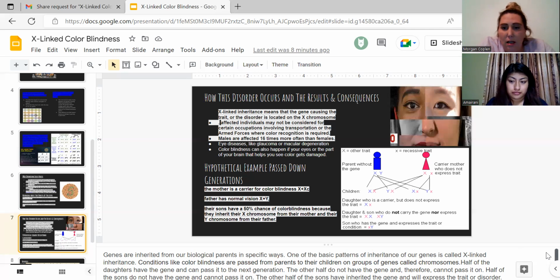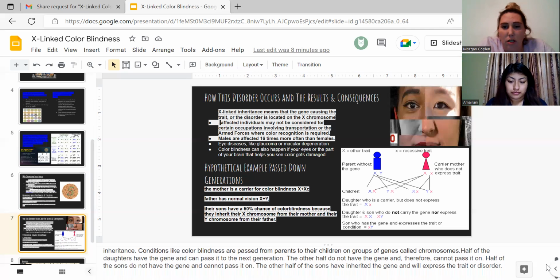inherits the gene and will express the trait or disorder, which is a hypothetical example passed down through generations. The mother is a carrier for color blindness, X plus X, and the father has normal vision, X plus Y. So their son has a 50% chance of color blindness because he inherits the X chromosome from his mother and the Y chromosome from his father.